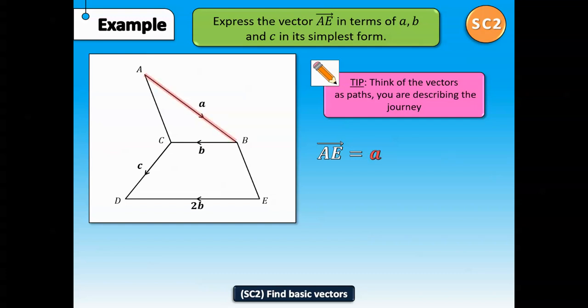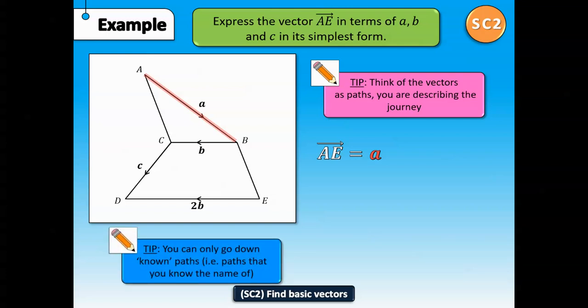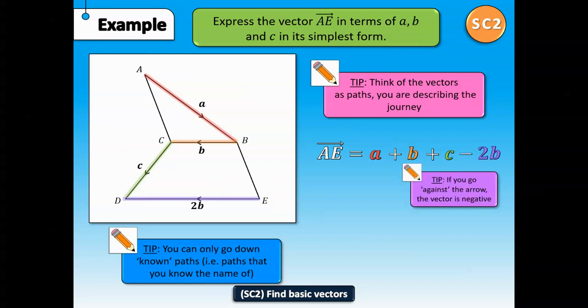So we can go from A to B, which is vector A. Now we can't go straight from B to E because it's not labelled. So I have to go from B to C, then from C to D, and then from D to E. Now because I'm going against the arrow that's on 2B, that's minus 2B because I'm going in the opposite direction to the arrow on 2B. Then I can simplify to A minus B plus C.